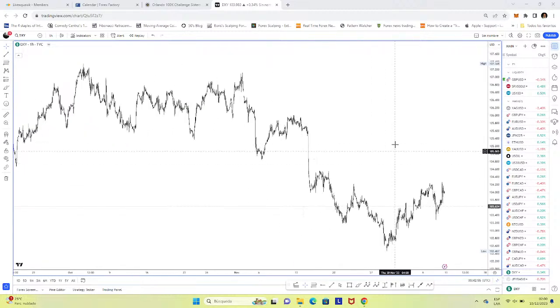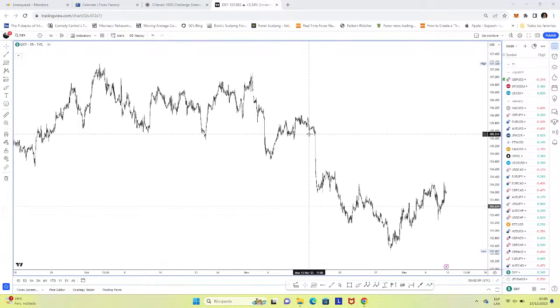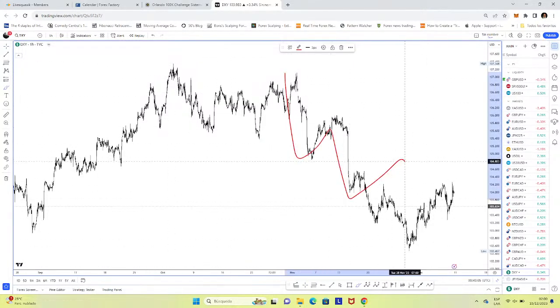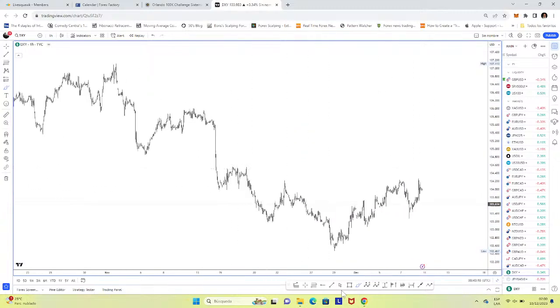Japanese yen for next week. So I'm looking for shorts on the US dollar, right? If you notice, this is the 1 hour chart on the USD, and the structure in this market is quite bearish, right?